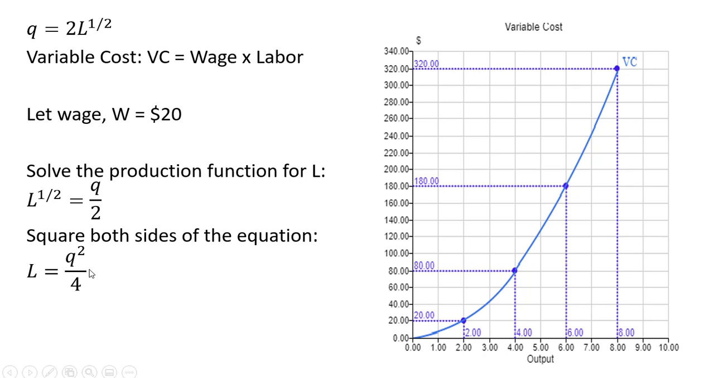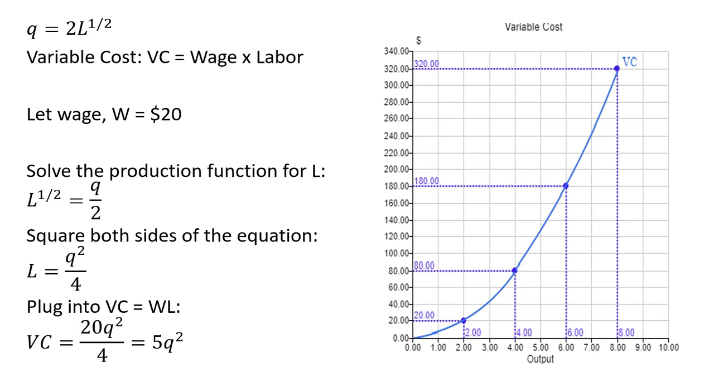And now we're going to substitute this expression back into our variable cost equation. So variable cost is wage times L, where the wage is 20 and L is Q squared divided by 4. Making that substitution, we have our variable cost equation, which is just going to be 5Q squared. If we were to graph that, we'll see that variable costs increase, but at an increasing rate. It becomes increasingly costly to produce additional units of output.